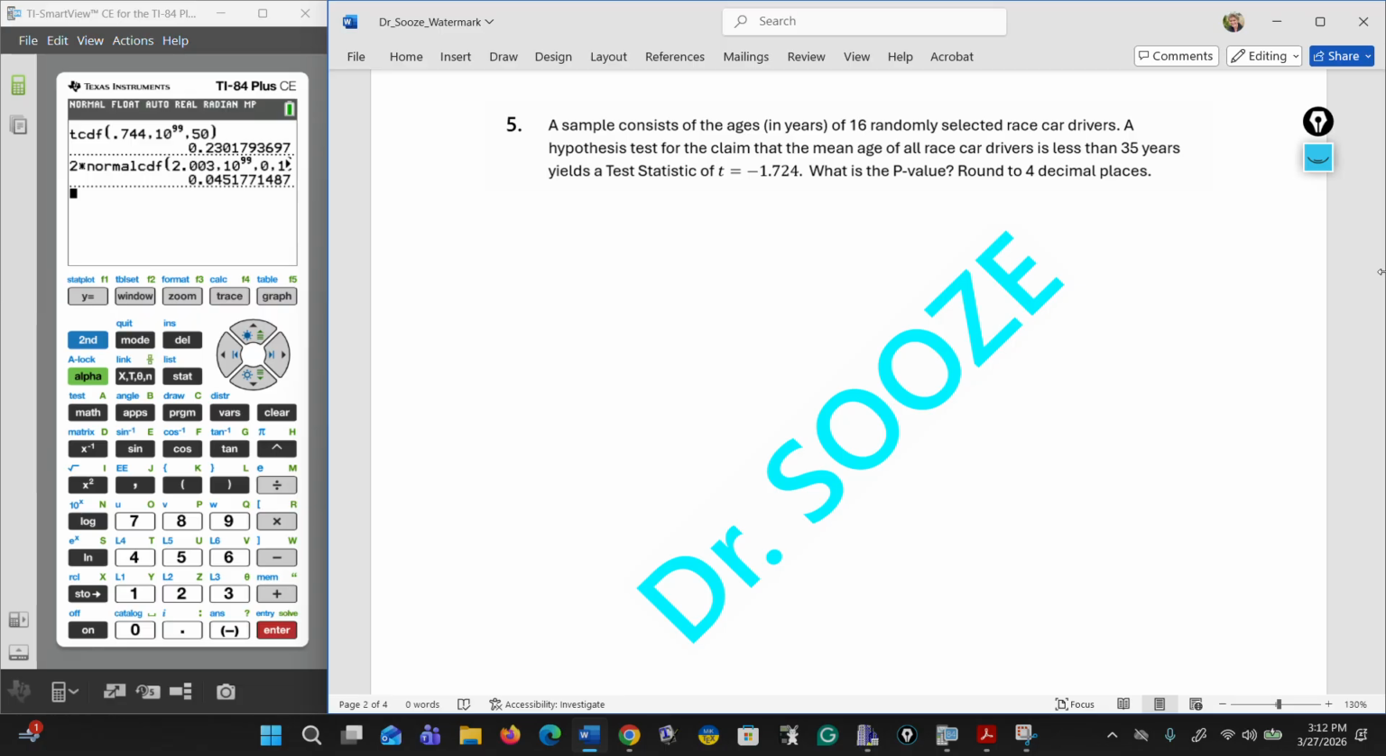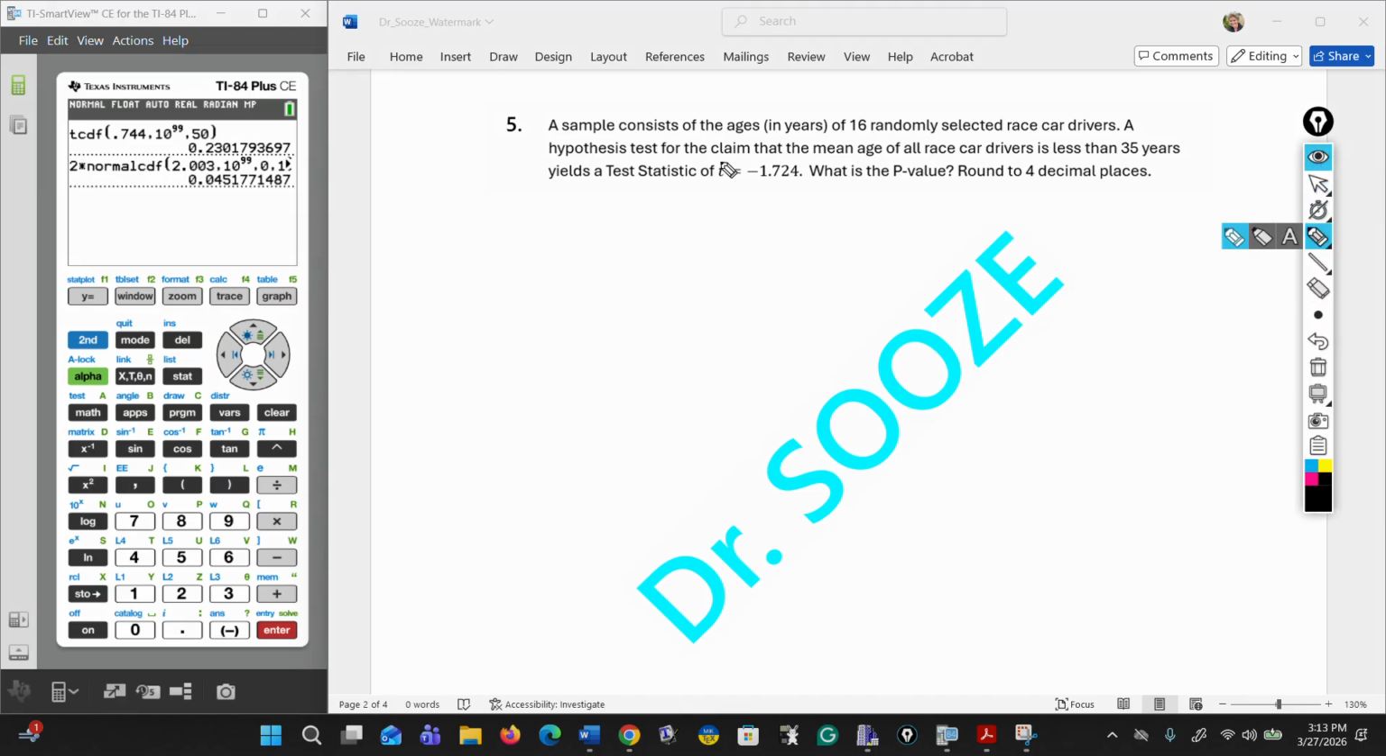A sample consists of the ages in years of 16 randomly selected race car drivers. A hypothesis test for the claim that the mean age of all race car drivers is less than 35 years yields a test statistic of t equals minus 1.724. What is the p-value? So when I'm giving a test like this, a lot of times, alarm bells if students give a negative p-value. Okay, they're getting it mixed up with the critical value. And a p-value is an area or twice an area. It will always be a positive number.